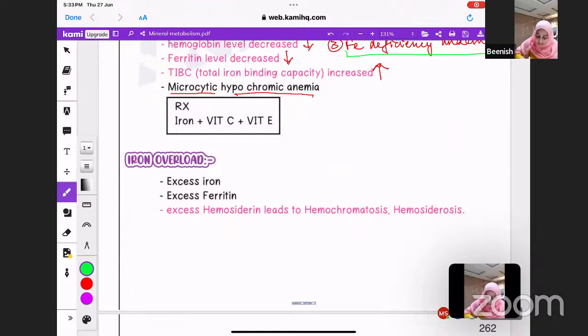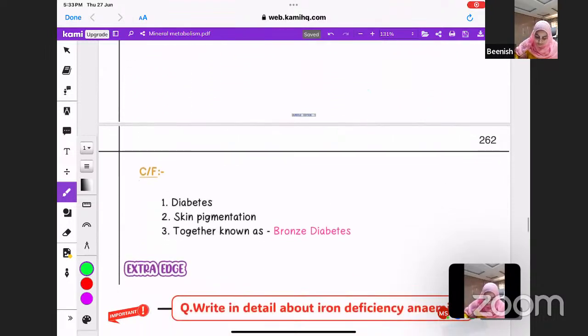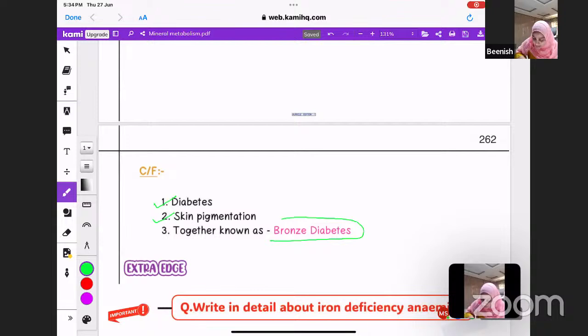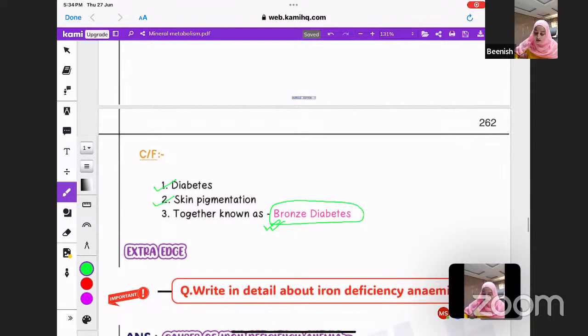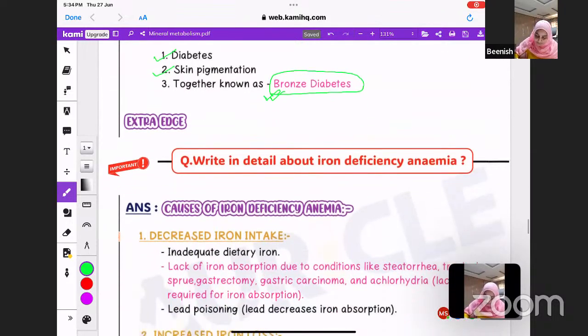Okay. Now talking about iron overload. So in this, there's excess iron, there's excess ferritin. Okay. So excess hemosiderin leads to hemochromatosis. What is hemochromatosis? That is iron overload. Now, clinical features include diabetes, there's a skin pigmentation. So together they're known as bronze diabetes, okay, because it is going to affect your pancreas and there will be pigmentation on the skin. So it is known as bronze diabetes. So this is taking place in case of excess iron in the body.